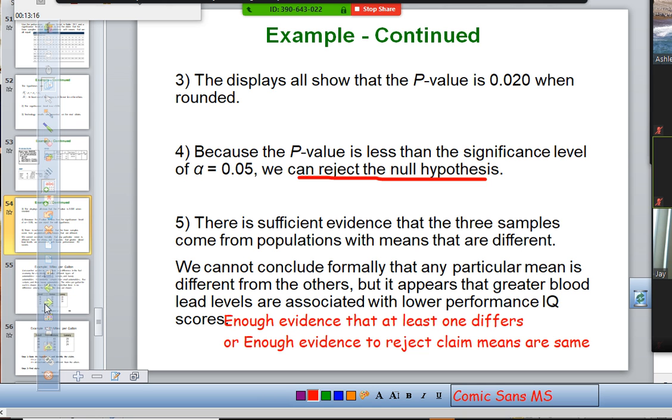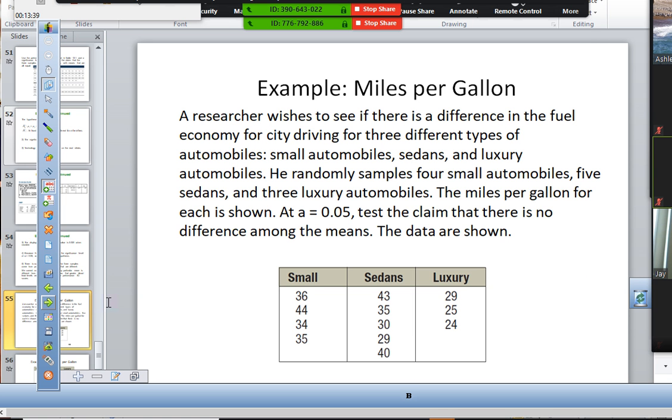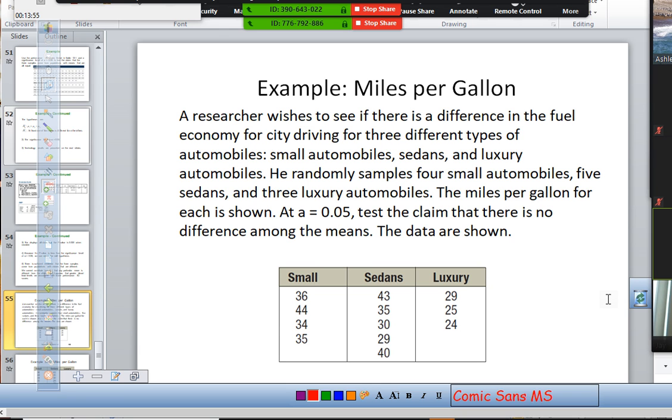All right. Let's do one together. Miles per gallon. How about Chris? Go ahead and read. The researcher wishes to see if there's a difference in the fuel economy for city driving for 3 different types of automobiles: small automobiles, sedans, and luxury automobiles. He randomly samples 4 small automobiles, 5 sedans, and 3 luxury automobiles. The miles per gallon for each is shown at alpha 0.05. Test the claim that there is no difference among the means. The data are shown. Perfect.